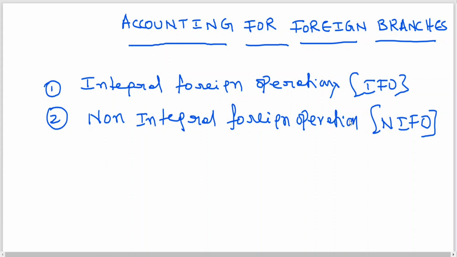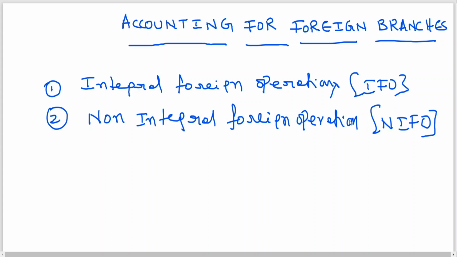Be it IFO or NIFO, that is, be it an integral foreign operation or a non-integral foreign operation, you need to convert that into the Indian currency. Clear to all of you? If you want, you can make a few points on this. Make it fast. Foreign branch.